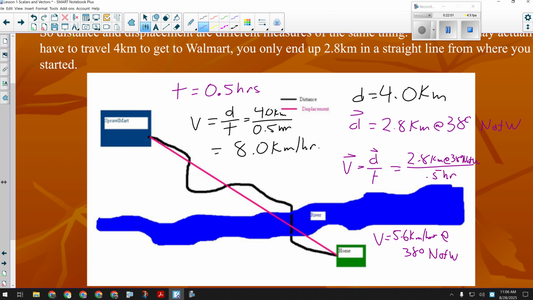So if my displacement was 0, what was my velocity over the whole trip? Zero. When I want to calculate velocity, I go displacement divided by time. That's 0 divided by 1 hour. Last time I checked, 0 divided by anything is 0. That's where vector and scalar really start to have major differences.